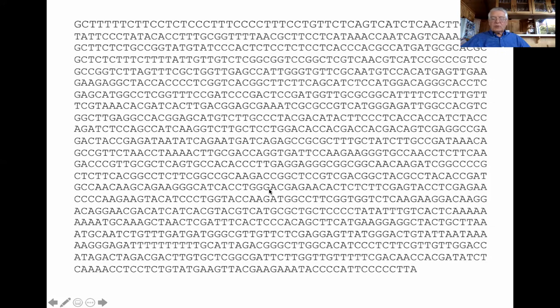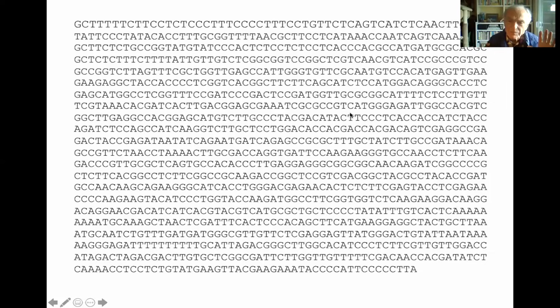Some of your chromosomes, probably your biggest chromosomes anyway, are more than 10 million uninterrupted letters in a row. So how do we know where a gene starts and where one stops? And the answer is the information is in the sequence itself.